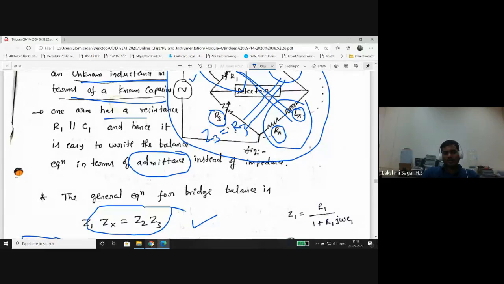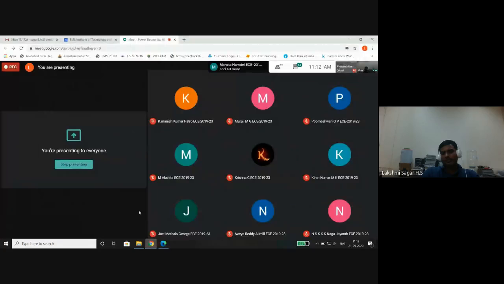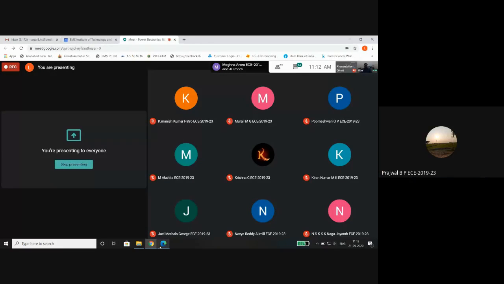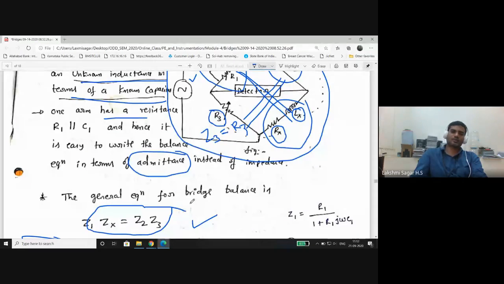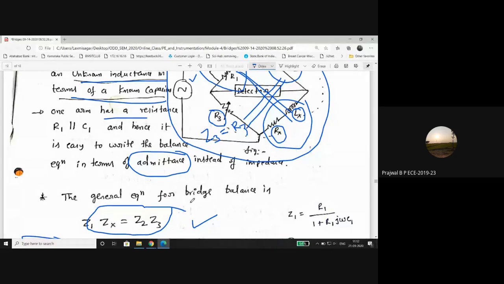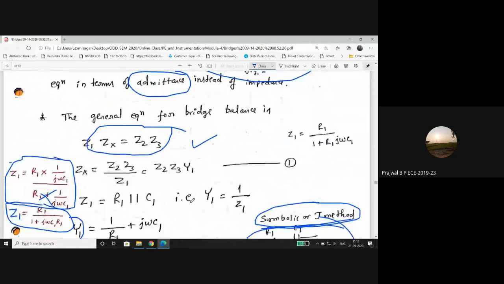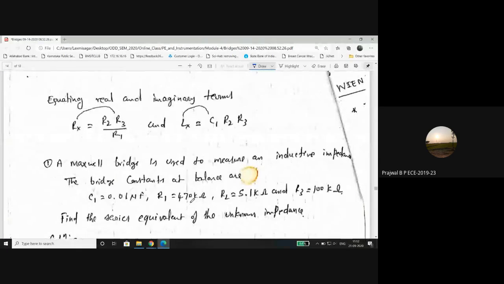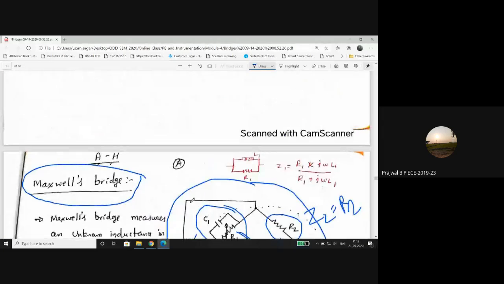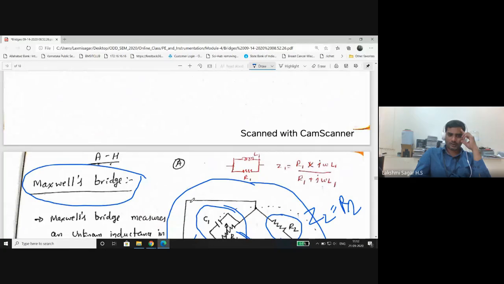See, what about others? What are they doing? Sir, Rx is equal to R2 into R3 by R1. R2, R3 by R1. Okay. Next, what is Lx? Lx is equal to omega C1 R1. Yes, sir. That is Q. Lx is equal to R2 R3 C1. Correct.